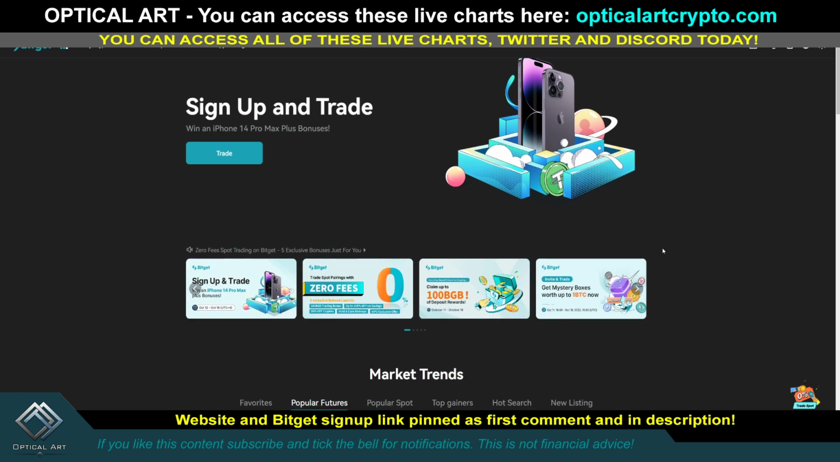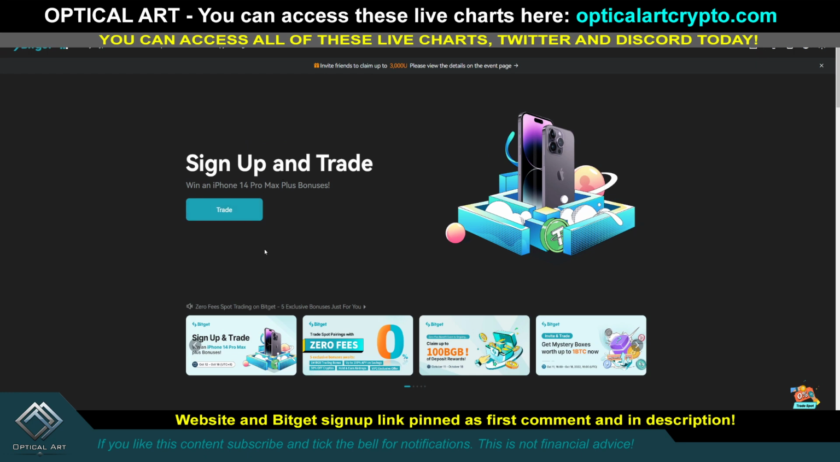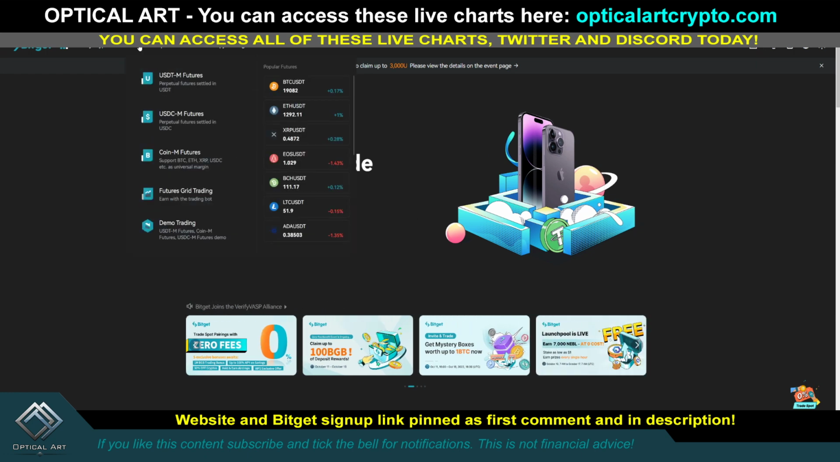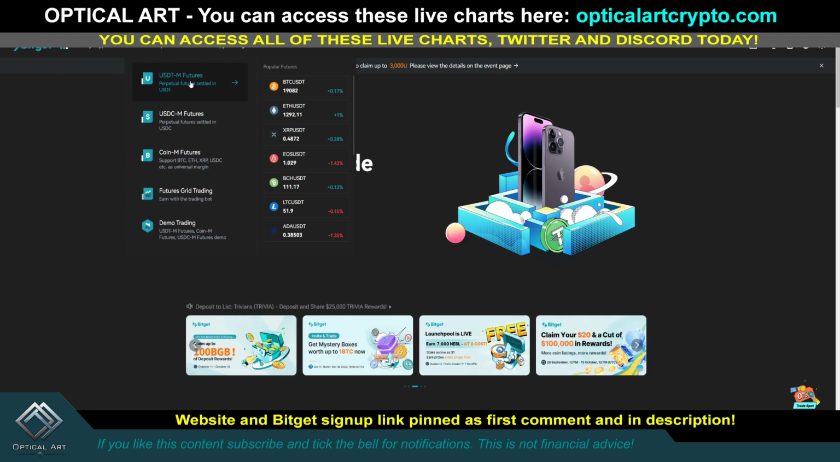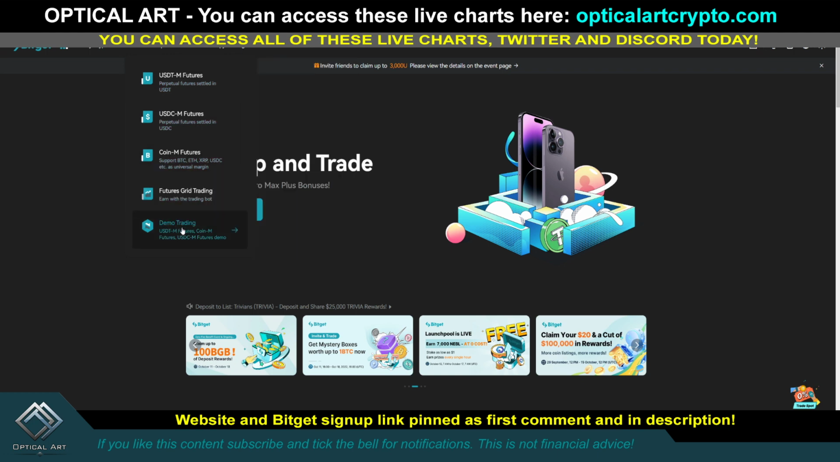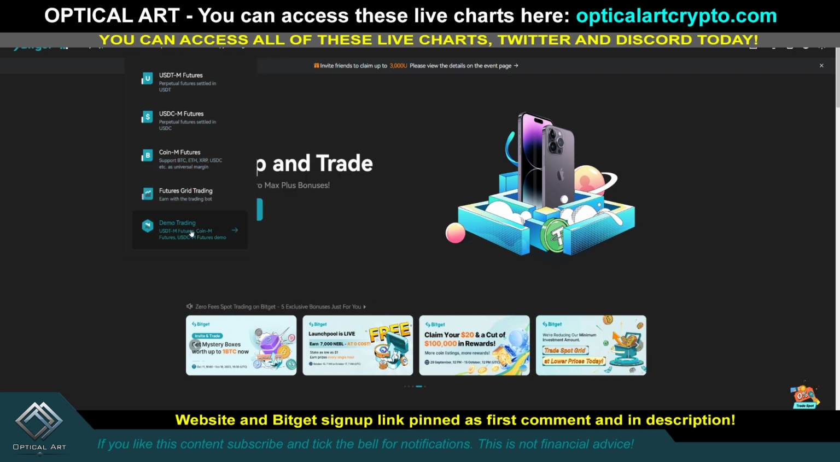So I just want to go through a few things to show you how Bitget works. First of all, you have two options. If you go up here to futures, now this is actual USDT futures. This is using your actual real money to trade. When you're trading here, you're winning and losing money. You have demo. If you go to demo, you can practice. So I'll just show you.